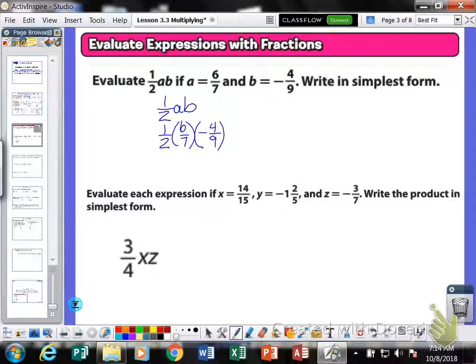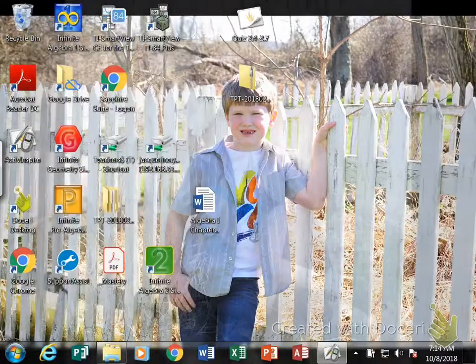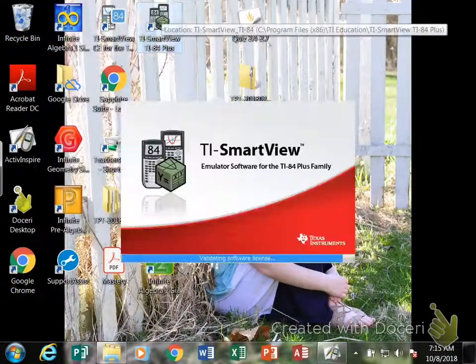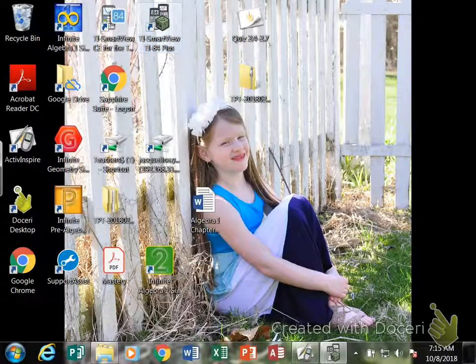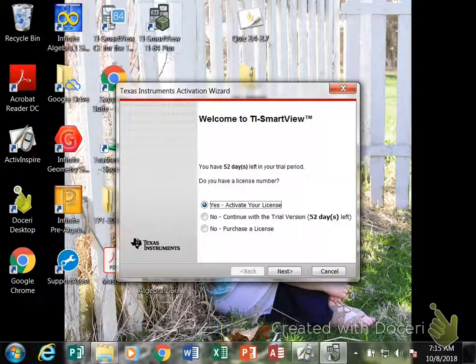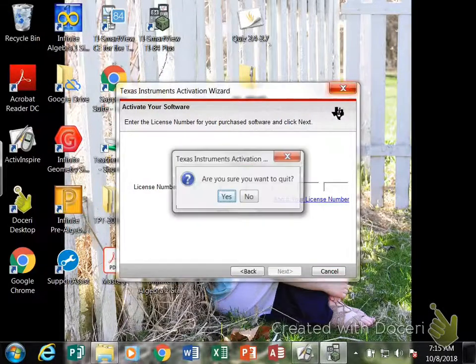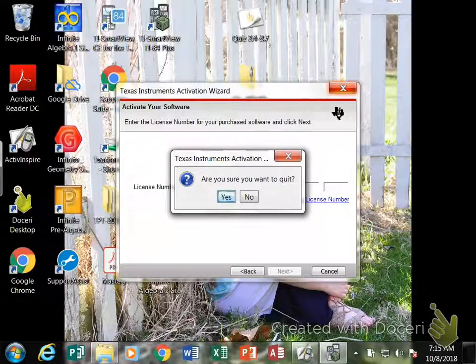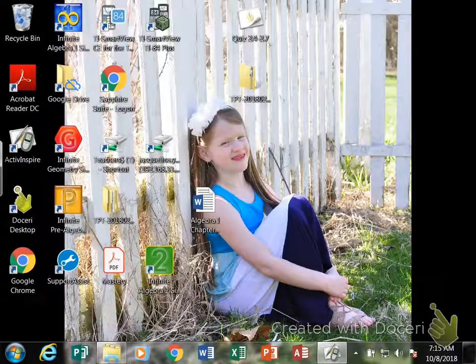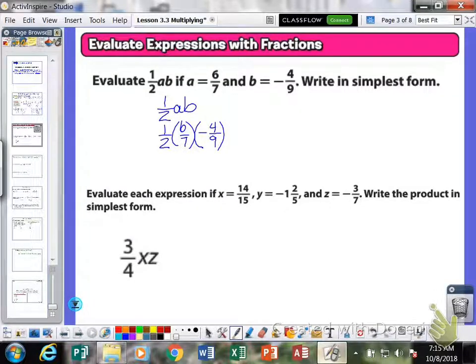So let me show you, if you use your calculator, what you're going to have is... okay, well, I'm going to have to wait and see here. We'll have to do that. I'll have to show you in class because this isn't going to work right now. I have to get my license renewed. But anyway, moving on then.